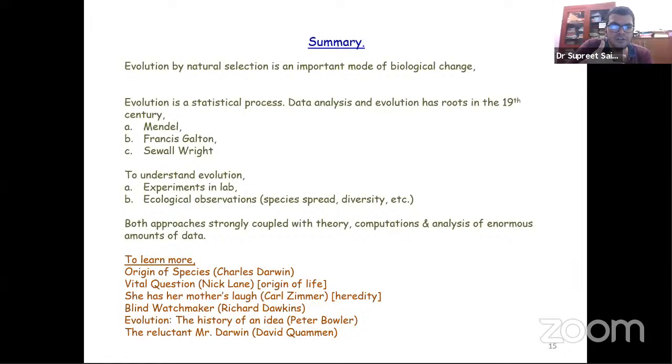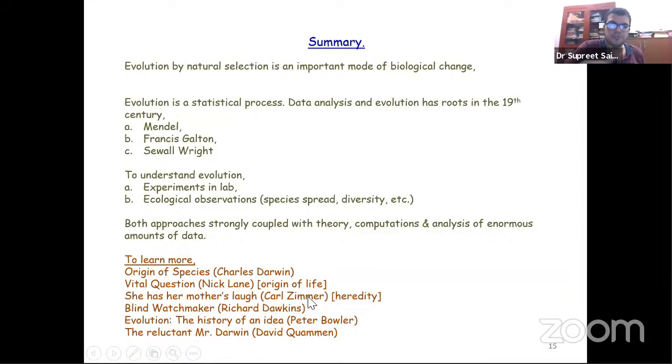And if you're interested, as a layperson or a student of the subject who's just starting out, I would strongly recommend that you go through these books. Many of these authors have written more than one book, so you might want to go through these names. Charles Darwin, Origin of Species, is very easy to read. Vital Question, Nick Lane has written a bunch of fantastic books.